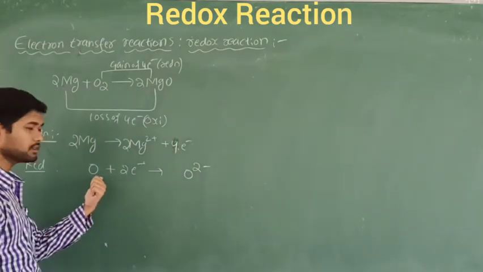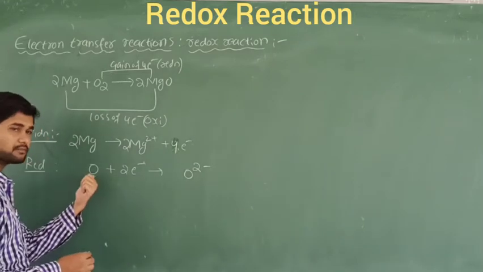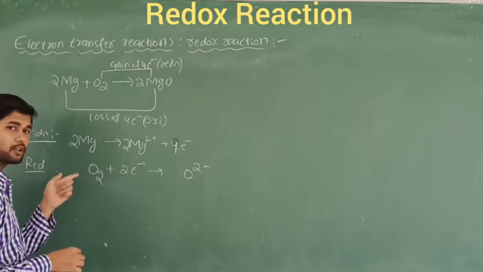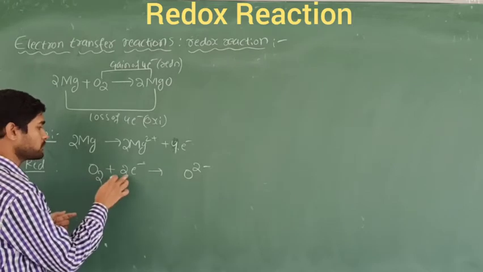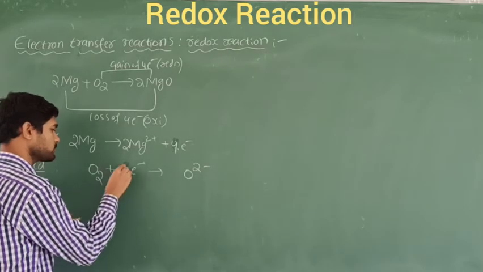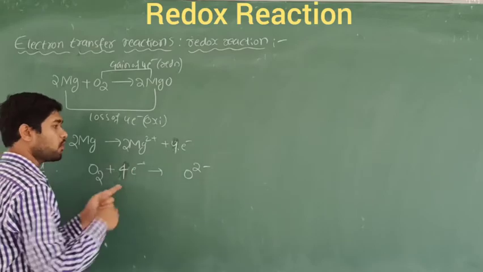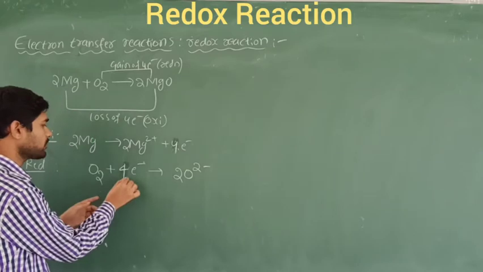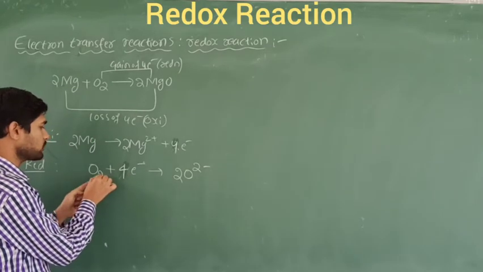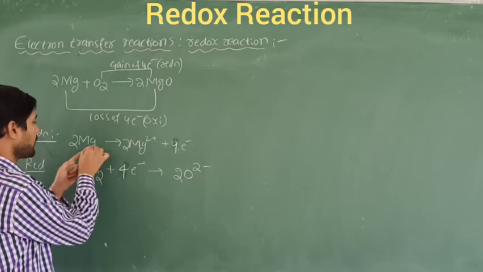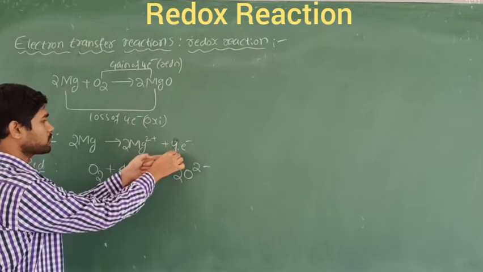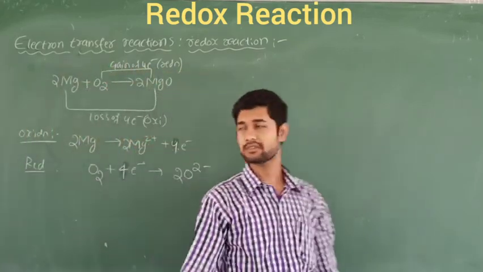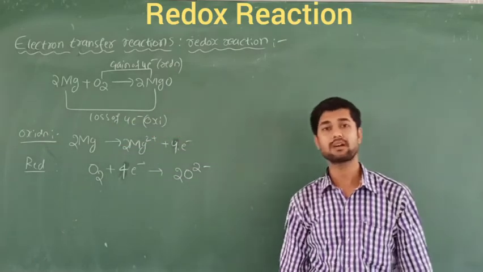Now I am taking only one oxygen atom, so now I am going to take 2 oxygen atoms. Now it becomes an oxygen molecule, 2 oxygen atoms. What about these 2 electrons? Now these 2 electrons become 4 electrons. What about this one? I am going to write 2O2-. So how many electrons does oxygen gain? Oxygen is going to gain 4 electrons, and here magnesium loses 4 electrons. This simultaneous reaction I am going to call a redox reaction. So this is the best example of a redox reaction.